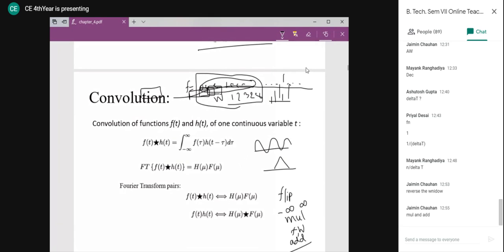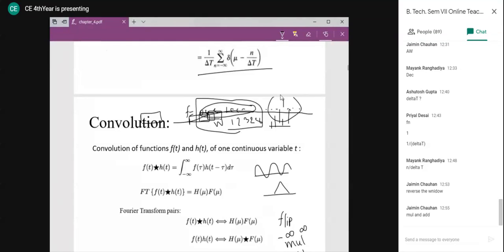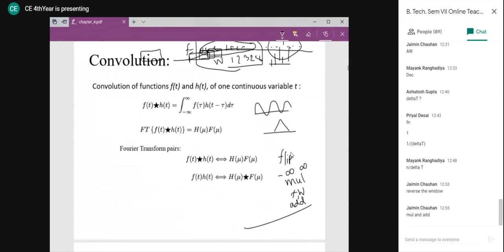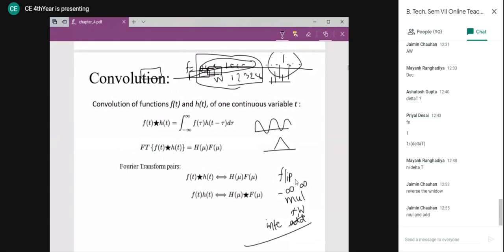Why addition? Because it was a discrete signal. But what if it is a continuous signal? It should be integration. So I should write right here integration. So we actually have four operations in convolution, and the highly important steps of convolution are: flip, then shift, which is shifting from minus infinity to plus infinity, multiply, integrate. Flip, shift, multiply, integrate. These four steps are highly important for convolution.